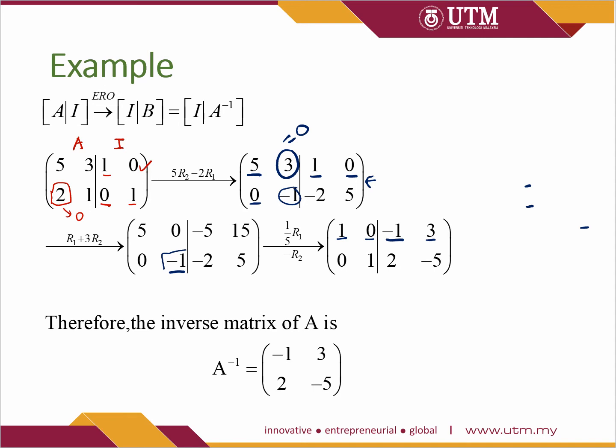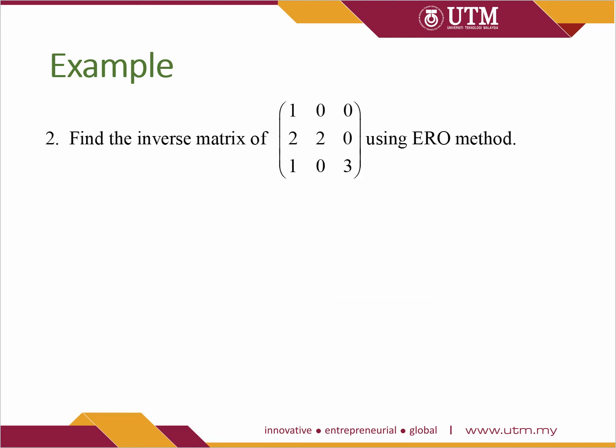So here, this matrix we already get in terms of the identity matrix and another matrix, where this matrix is represented as the inverse matrix of A. So the inverse matrix of A is given by negative 1, 3, 2, negative 5. Now let us see how to solve the inverse matrix of a 3 by 3 matrix using the ERO method.